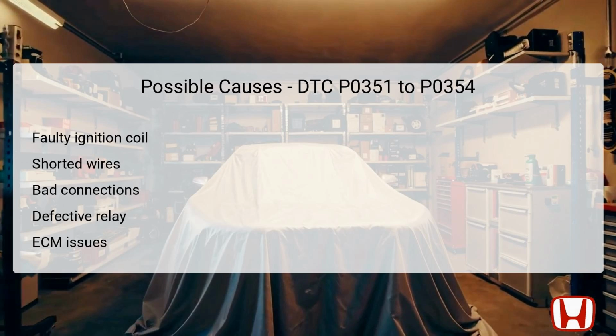Additionally, a defective ignition coil relay can result in insufficient power being transmitted to the ignition coils. Finally, an issue with the ECM itself, whether due to outdated software or internal faults, can lead to inaccurate readings and miscommunication regarding the ignition system. Identifying and rectifying these causes is crucial in the troubleshooting process.